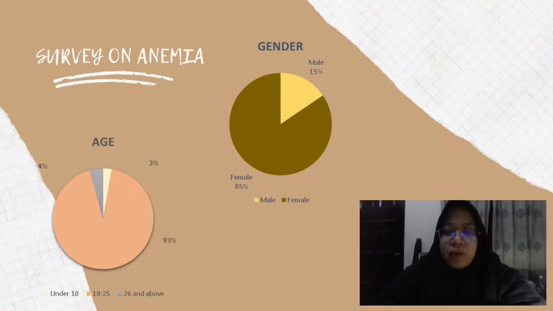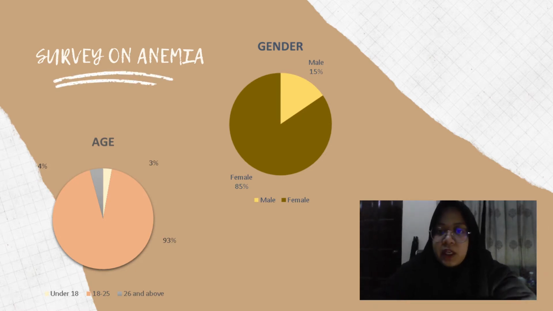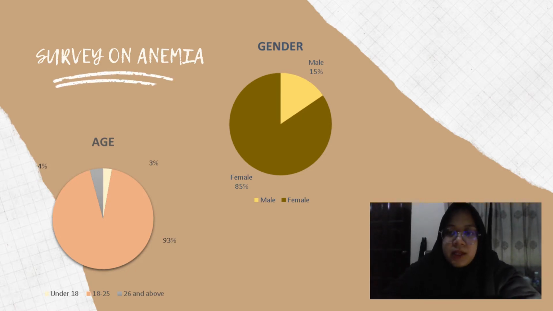From our survey obtained by the Google Form, we can conclude that most of our respondents are female, with a percentage of 85%, while males are only 15%. Other than that, most of our respondents are in the age range of 18 to 25 years old, with a percentage of 93%, followed by respondents 26 years old and above with 4%, and the least is respondents under 18 years old with a percentage of 3%.